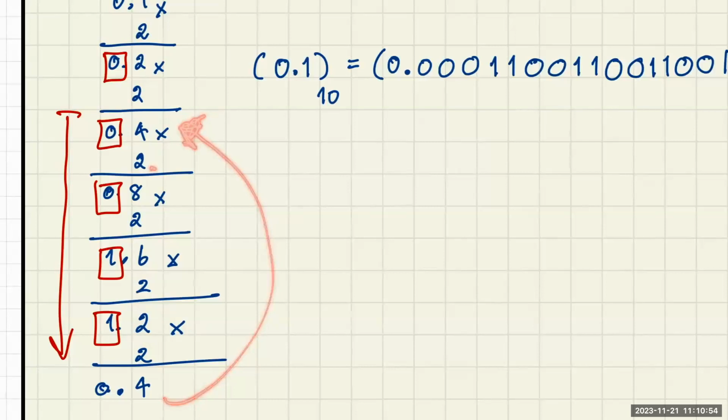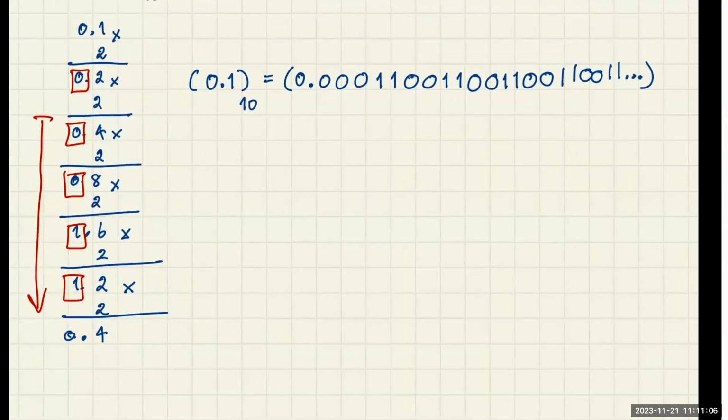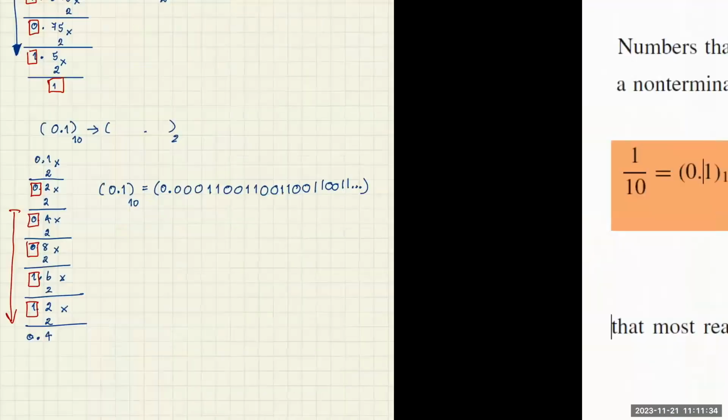So it keeps this loop: 0.4 times 2, 0.8 times 2, 0.6 times 2, 0.2 times 2, and it comes back to the same numbers. So you can see that we have infinite digits of base 2. This is why there is a problem with floating point numbers, because in the computer we have only a finite number of digits of space that we can store in the computer register.